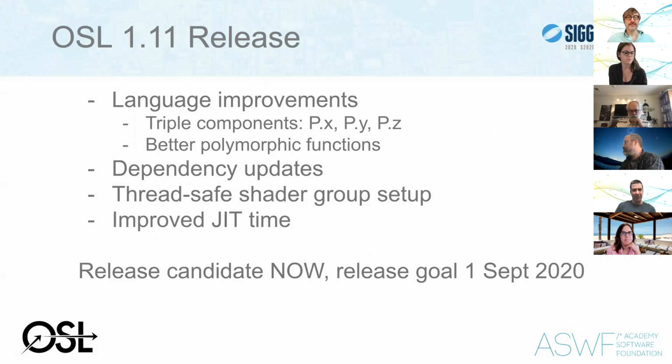We have some language improvements for shader writers. We've updated some of the major dependencies. In particular, we've dropped support for some of the older LLVM versions and added for some of the newer ones. For renderers incorporating it, we took some care to make sure that we now support thread-safe parallel shader setup on the renderer side. And we've also improved some of the just-in-time compilation speed.